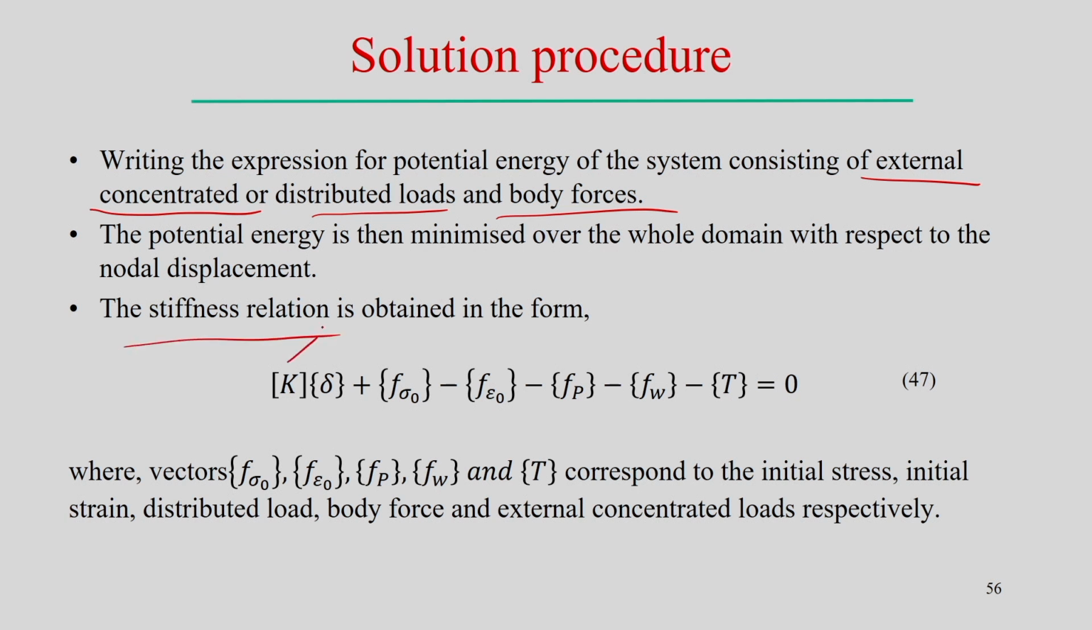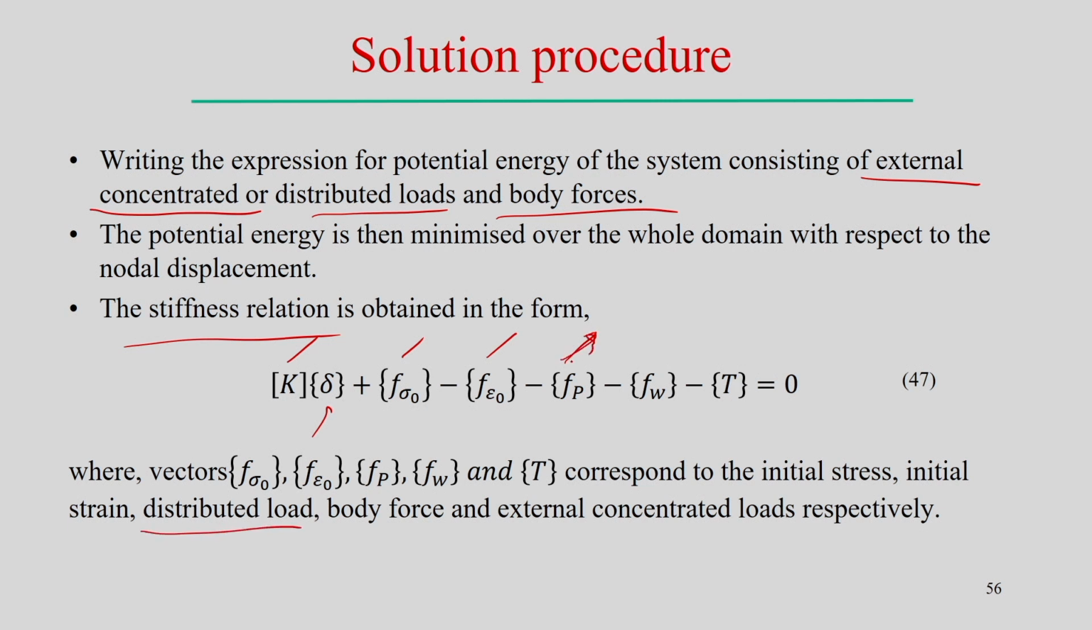K is the stiffness matrix, and delta is the general displacement field for the whole domain. F sigma 0 applies if we consider that an initial stress exists in the system, and epsilon is the initial strain. This is the load vector, either for body forces or distributed load. I think P we consider as the distributed load.